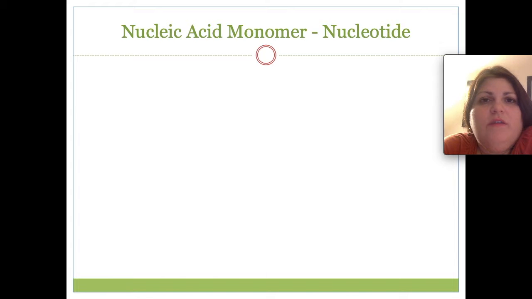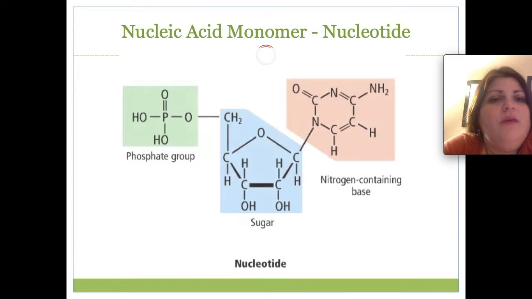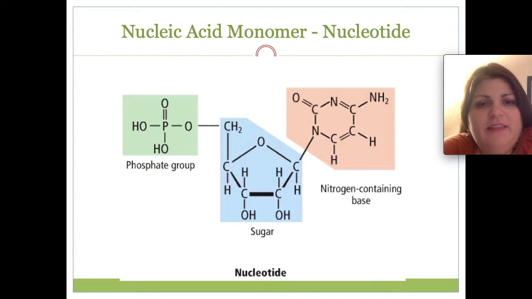The last category of the 4 macromolecules is called nucleic acid. Nucleic acids have a monomer too. Nucleic acids are made up of a repeating unit, and the monomer is called a nucleotide. The nucleotide has this structure to it.